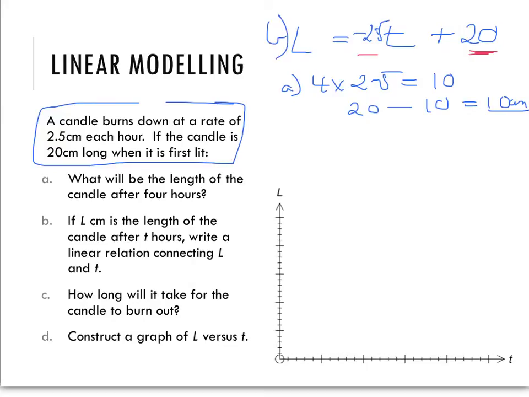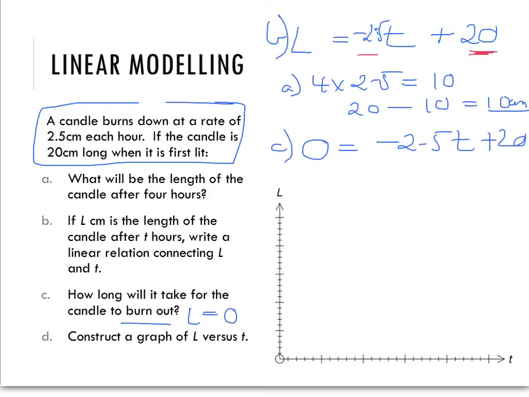So part B, we've done our equation. Part C, how long will it take the candle to burn out? So what are they asking for? They want to know when will the length equal 0. So we need to solve an equation here. We want to say that our length is 0 and use our equation negative 2.5t plus 20 to solve for that.